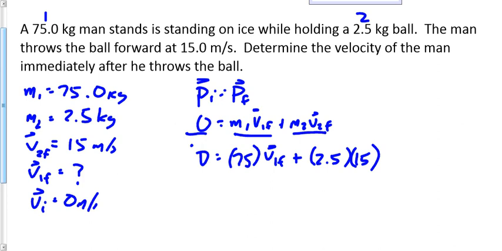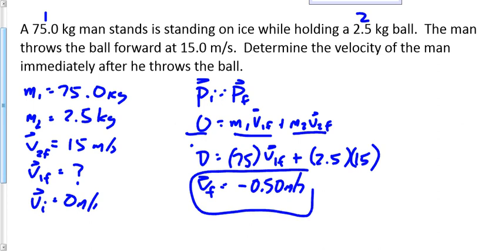Yeah. All right. 2.5 times 15 is 37.5. Take it over to the other side by subtracting. Divide by 75, and we get negative 0.50 meters per second. Good.